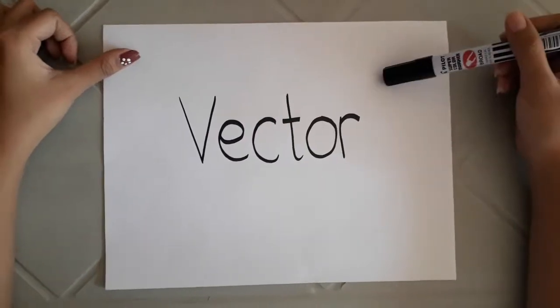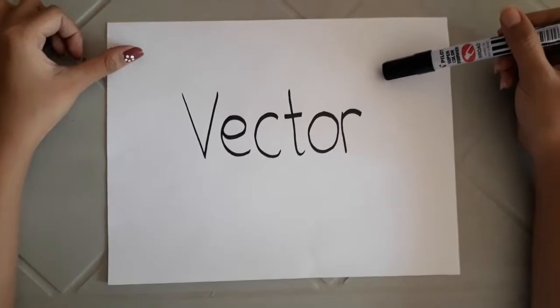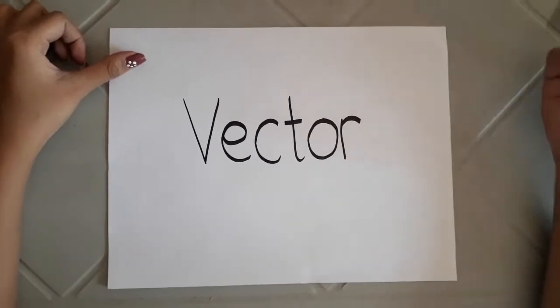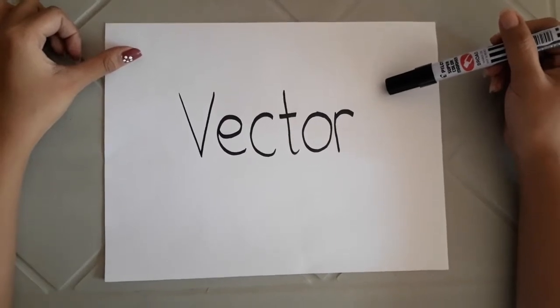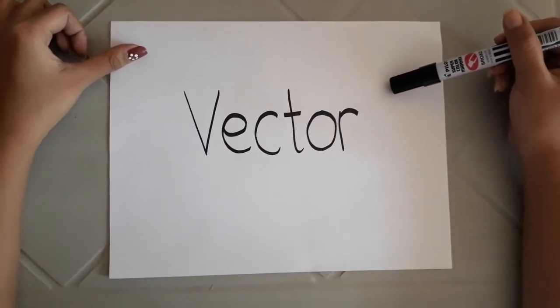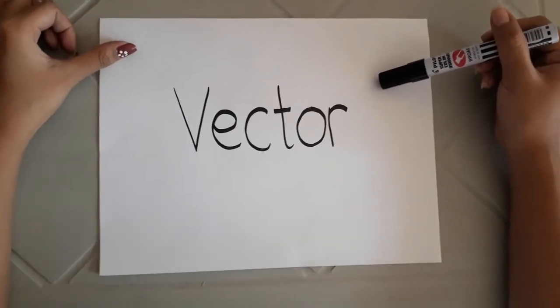Hi guys! I would like to introduce what is vector or vector quantities and how to find the resultant of three or more vector. Vectors are quantities with magnitude and direction. The word vector came from the Latin word vehere meaning to carry, which indicates that the force is being carried.